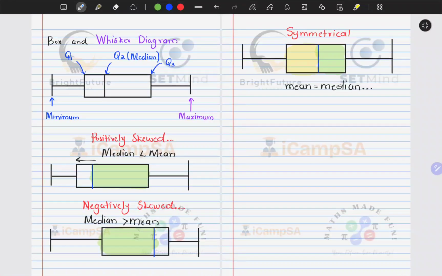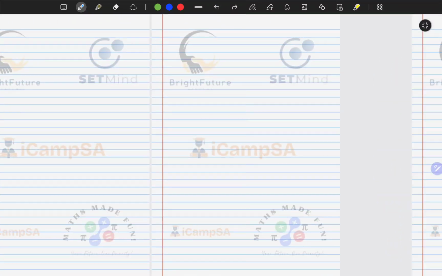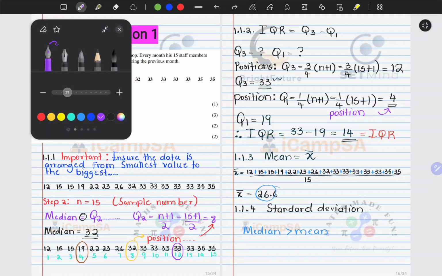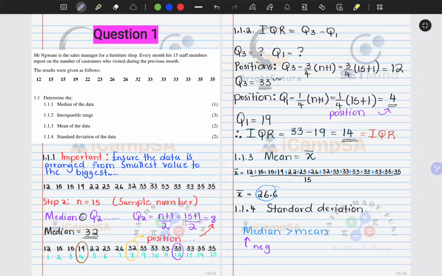So let's quickly go and check. We said when the median is greater than the mean, this becomes negatively skewed. When the median is bigger than the mean, meaning the line shifts more to the right, and you have more data to the left of your median. Okay. So let's go ahead now that you know. It means if we were to draw the box and whisker for this one, it is negatively skewed. Okay. So let's go ahead and try it out.